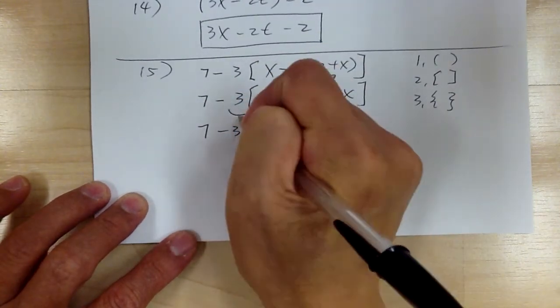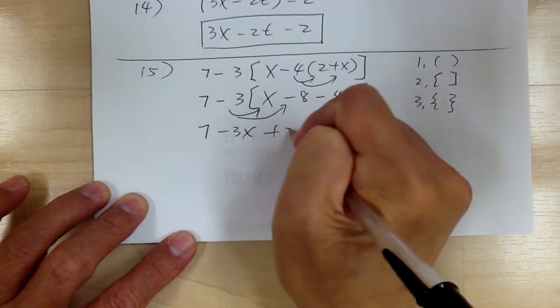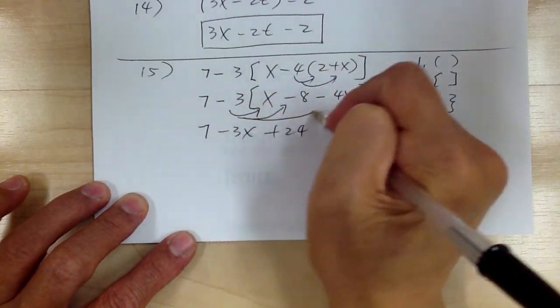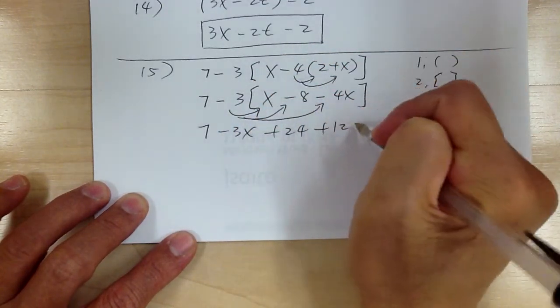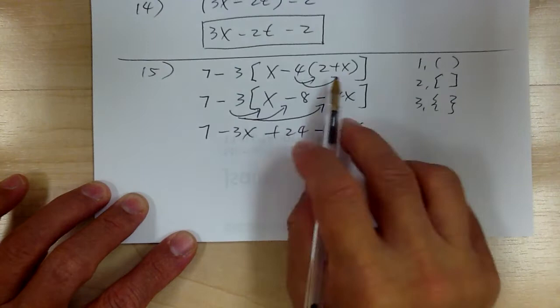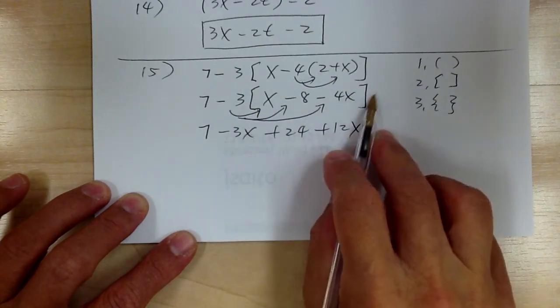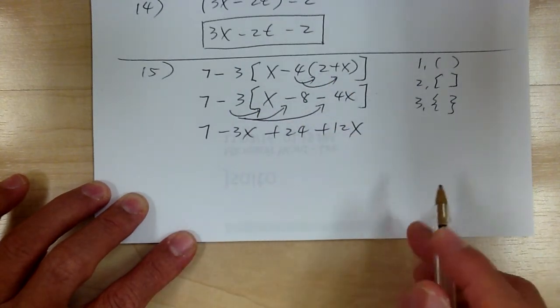So multiply minus 3x, multiply plus 24. Okay, watch the sign. So multiply plus 12x. Okay, so you can get rid of parentheses, get rid of bracket, and now you can go and combine the like terms.